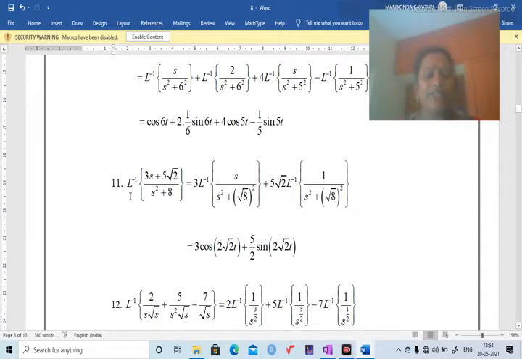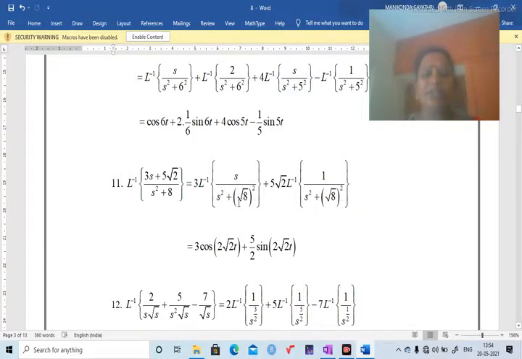So next one, L inverse of (3s plus 5 root 2) by (s square plus 8). Taking constants outside, I am going to write this step as 3 into L inverse of s by s square plus root 8 whole square, because 8 means root 8 whole square, and 5 root 2 common, L inverse of 1 by s square plus root 8 whole square.